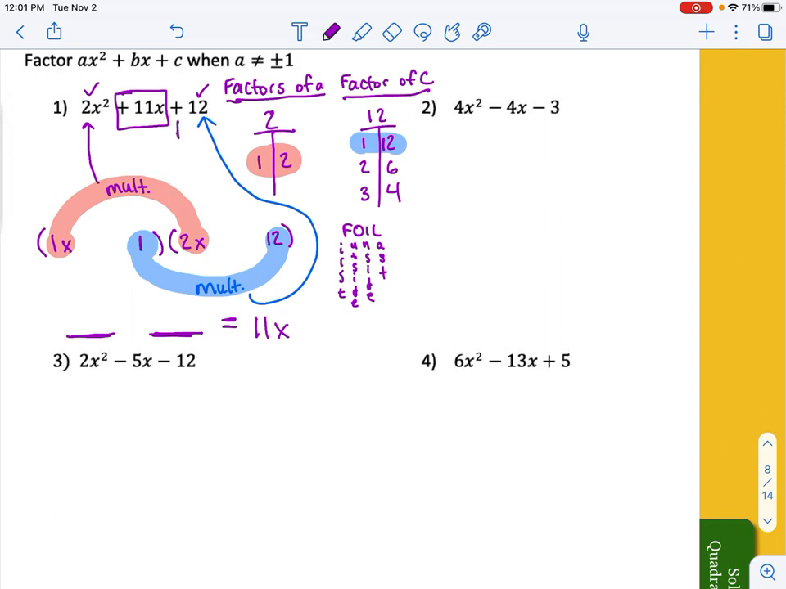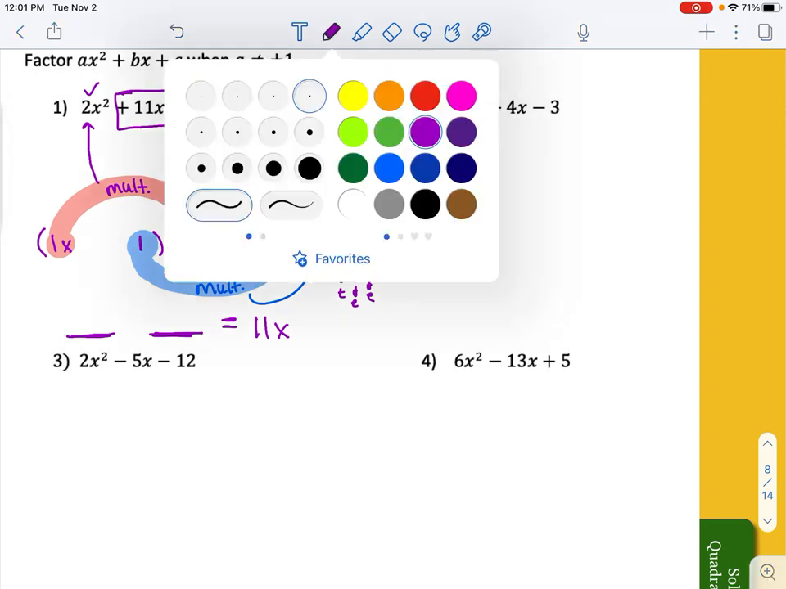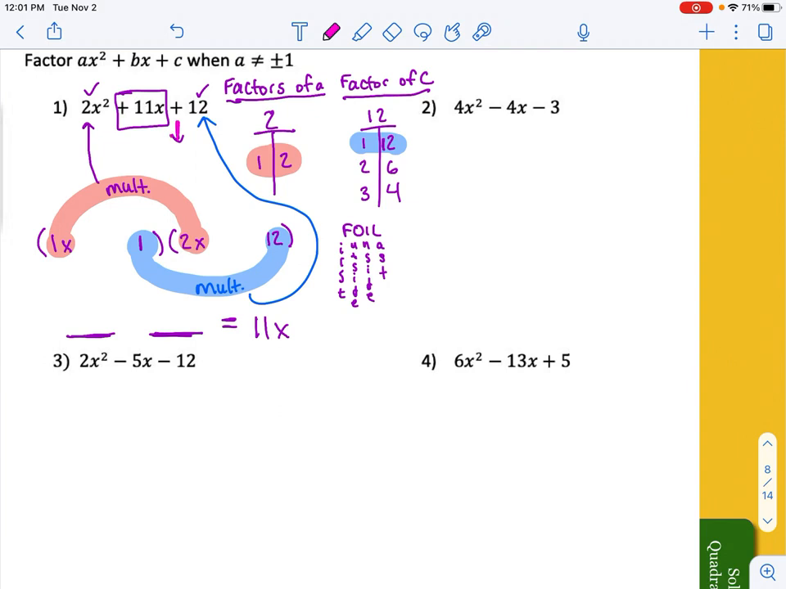I know because this sign is positive. Let me switch colors here. Because this sign is positive, either both of our signs are positive or both are negative. And both of them have to be positive because this 11 is positive. So this sign here will be positive. We know both of these have to be positive.